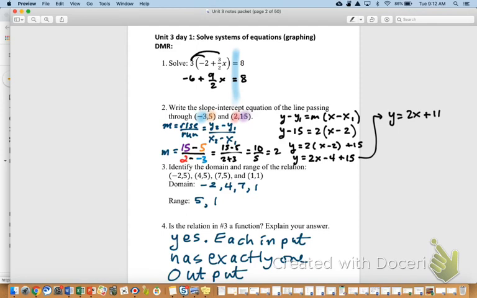What do you guys think would be the better move? Should I try to get rid of the negative 6 or the 9 over 2 first? Which one should I try to handle first? The negative 6 is definitely the one to make it easier. You could do either way, but it's easier to do the negative 6. How do I get rid of just a negative 6 being added to the x? Yeah, you add a positive 6. Right, so I'll go plus 6 and plus 6. That'll give me my equation to be 9 over 2x equals 8 plus 6 is 14.